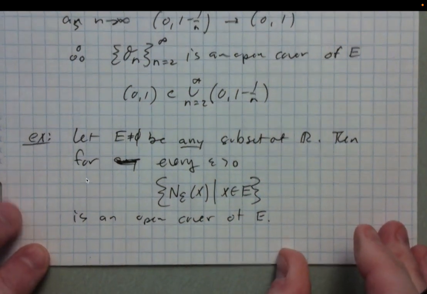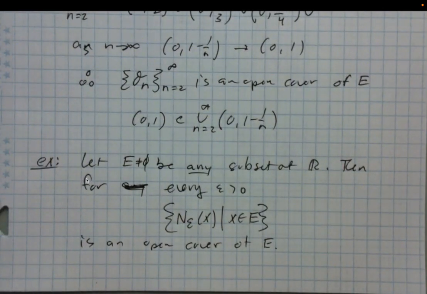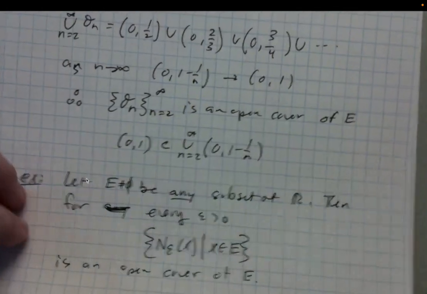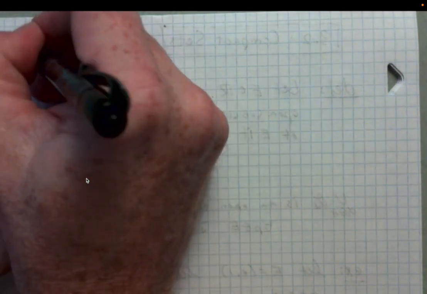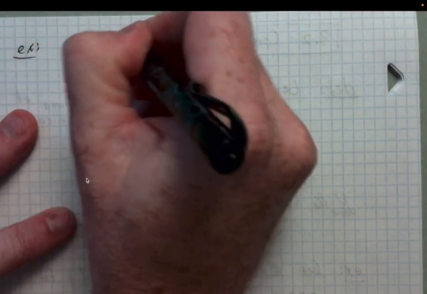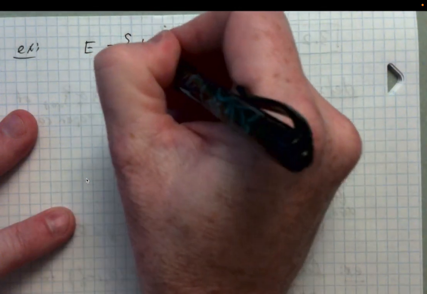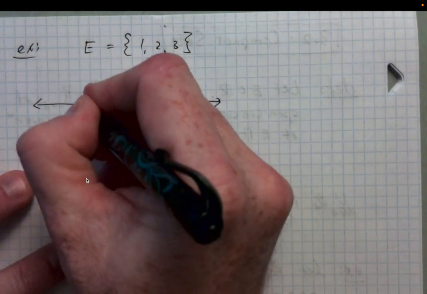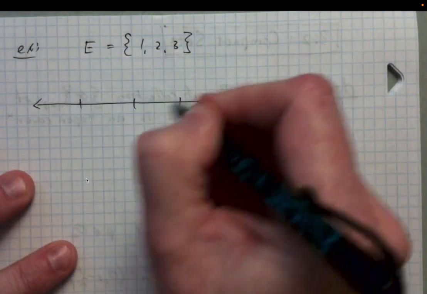Now, this is either obvious or you're overcomplicating it. Let's take a simple example. Let me flip pages here. Let's take a simple example of this. Say that E is equal to just 3 elements, 1, 2, and 3. So on the number line, what do you got here? You got 1, 2, and 3.